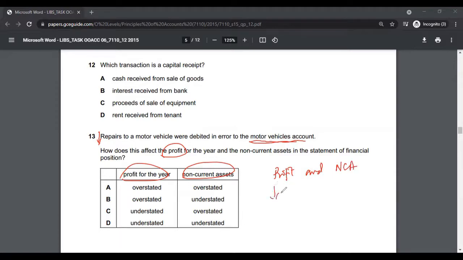So expense has been understated, therefore the profit will be overstated, right? And the repair has been debited to the motor vehicle account, so my non-current assets would be overstated. The answer to multiple choice 13 would be option A, profit for the year overstated, and also the non-current assets are overstated.